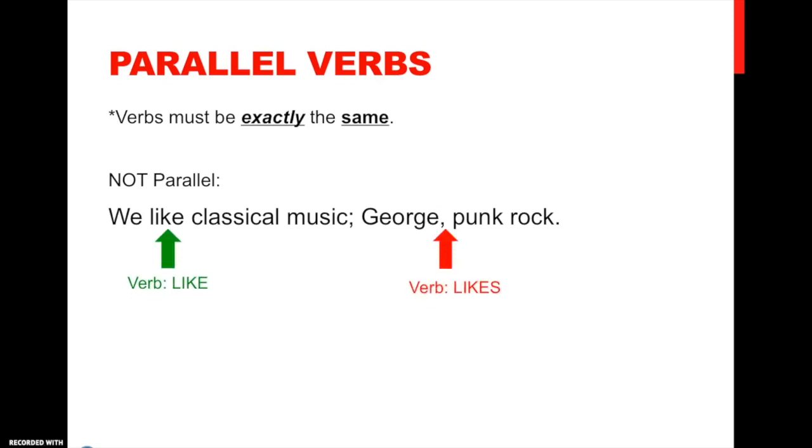The first clause's verb is like. We like classical music. But the omitted verb in the second clause is not identical to the first clause. If we were to add the verb in place of the comma, it would be proper to say George likes punk rock. Likes is different from the first clause's verb, like. So this sentence is not parallel. Therefore, it does not work.